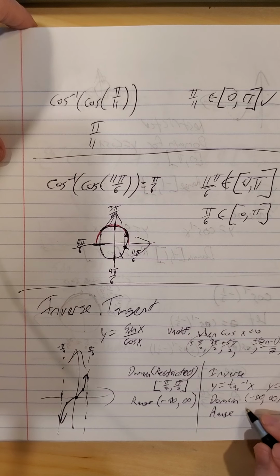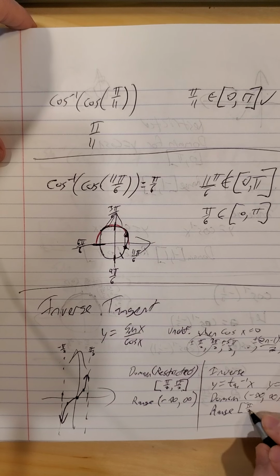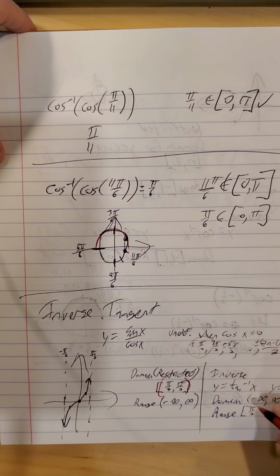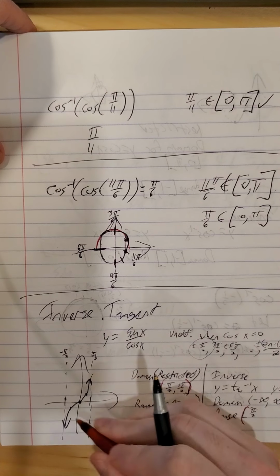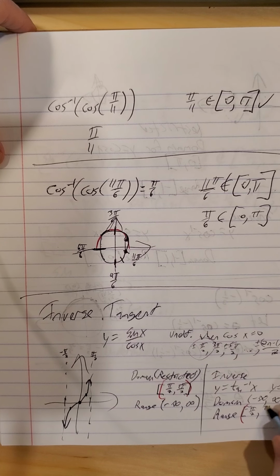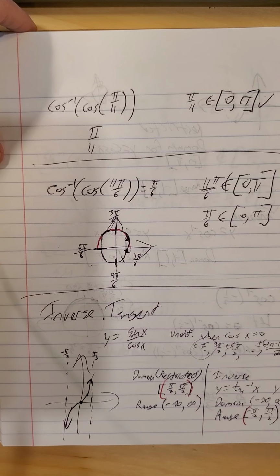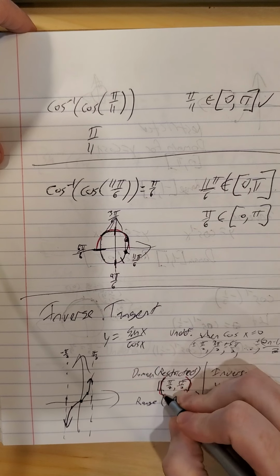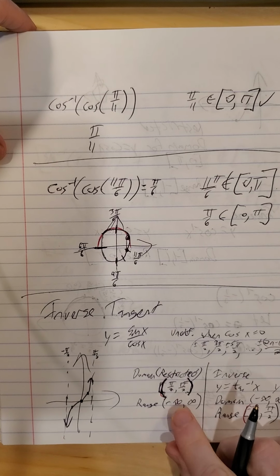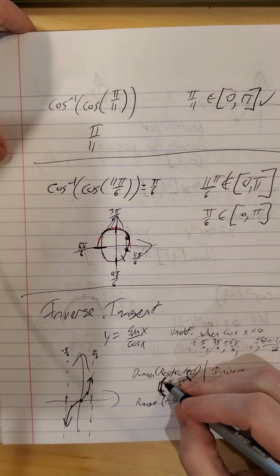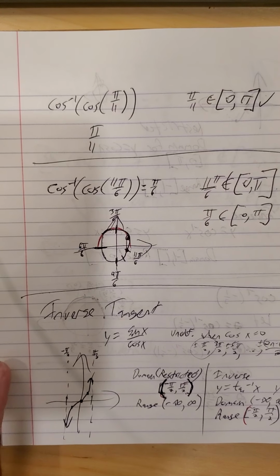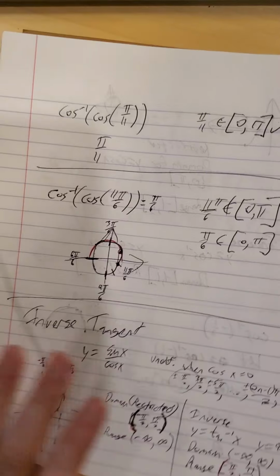Our range, though, is going to land us on pi over 2. My apologies. Open. Since we're undefined at pi over 2, open parenthesis on negative pi over 2, pi over 2. That should be open. My apologies for the error there. We're undefined at pi over 2. We're undefined at negative pi over 2. So we would have to exclude those values. So this would be open.